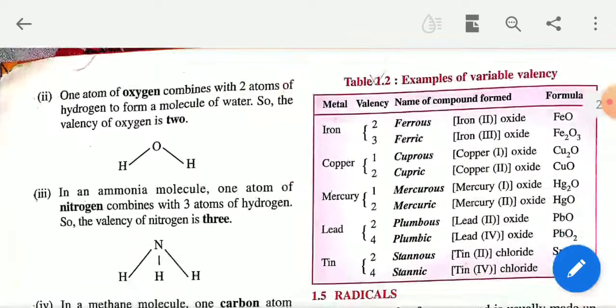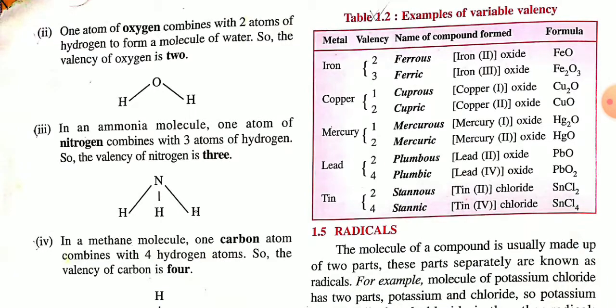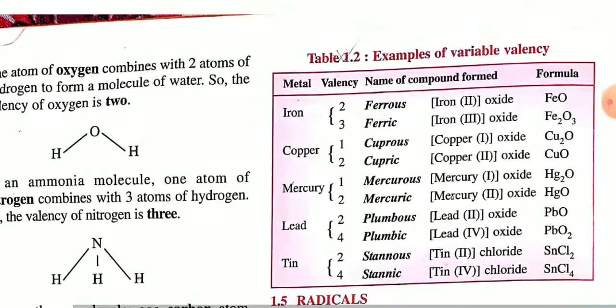See this table. In this table, examples of variable valency are given. Iron can show two types of valency, ferric and ferrous. Ferrous means Fe2+. In FeO, iron is present as Fe2+, so it is ferrous oxide or iron(II) oxide. And in Fe2O3, iron is present as Fe3+, so the name of this compound is iron(III) oxide.